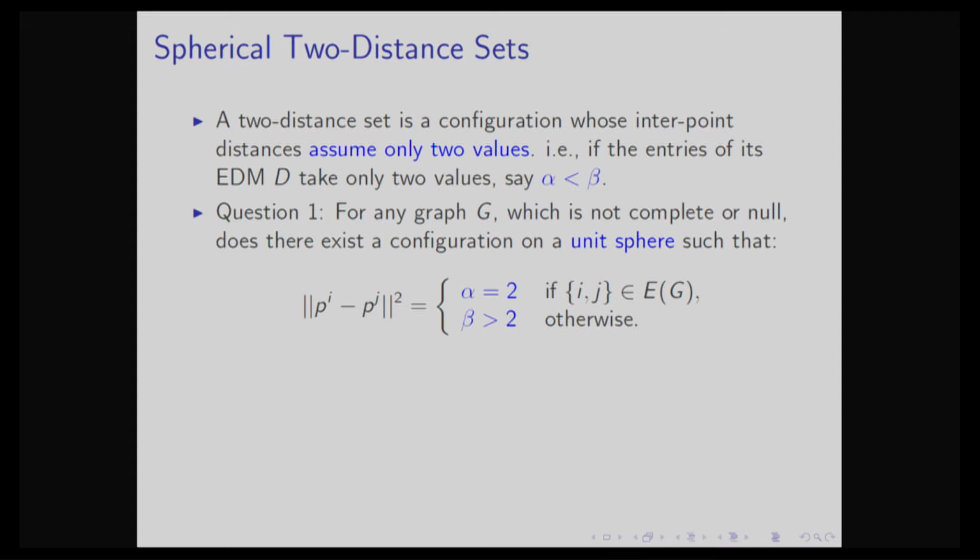This is a simplified version of the problem of orthogonal representation of graphs, which is very important for Shannon capacity and things like that. The only difference is that there you want all the distances corresponding to edges in the graph to be equal to 2, but you don't care about the others. They can have any value, and that makes the problem extremely difficult. Here, the problem is not that difficult because I require all non-adjacent nodes to have distance beta, which is bigger than 2.